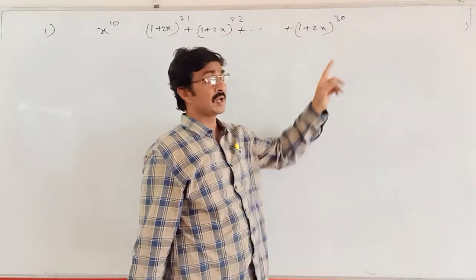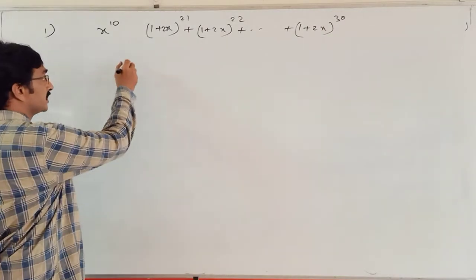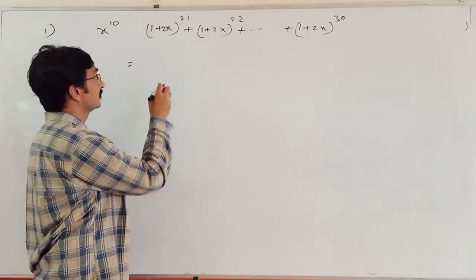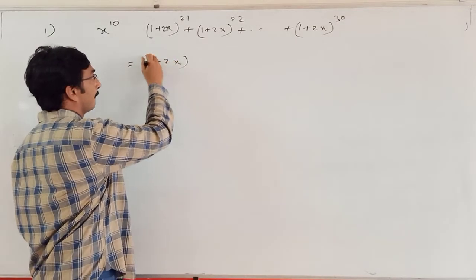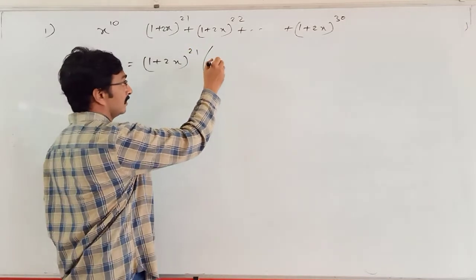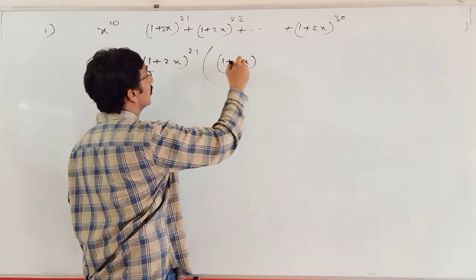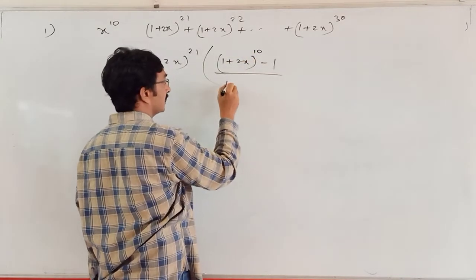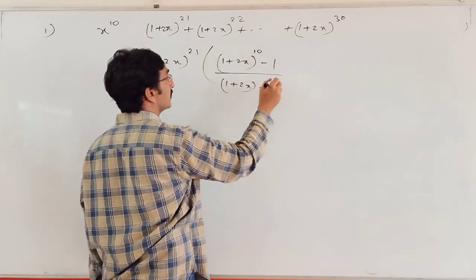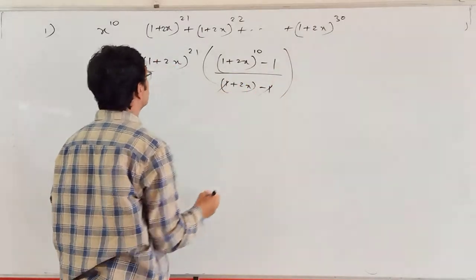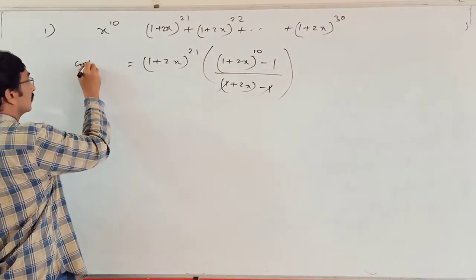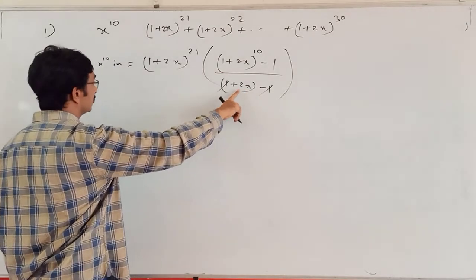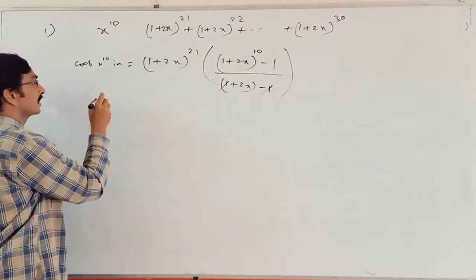21 to 30 means the number of terms is 10. So by using the formula for the sum of n terms of GP, the sum of these 10 terms is a into (r power n minus 1) by (r minus 1), means (1 plus 2x) whole power 21 into ((1 plus 2x) whole power 10 minus 1) by (1 plus 2x minus 1 plus... ), 1 cancels. So by cross multiplication, send this x to the left hand side, x into x power 10 gives x power 11.